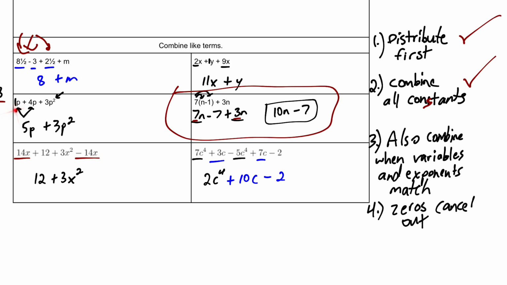So looking over here, we see p and p squared, they don't mix. C and c to the 4th, they don't mix. And x and y don't mix. Have to be the same letter and the same exponent. Finally, zeros cancel out. If you take a look here in the bottom left, 14 minus 14 is 0x, which just goes away.